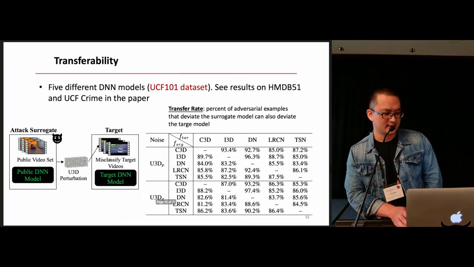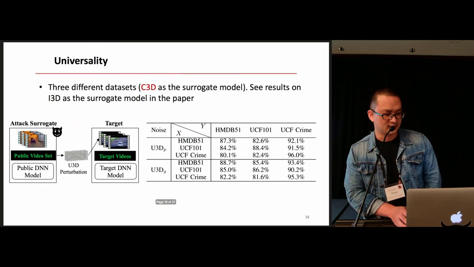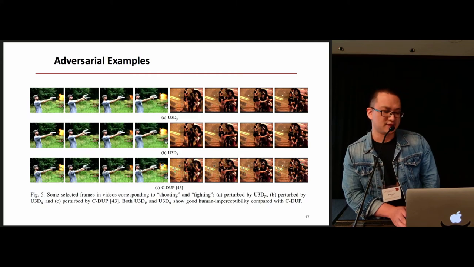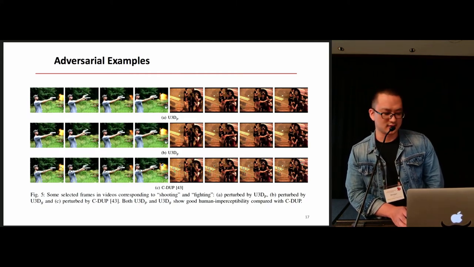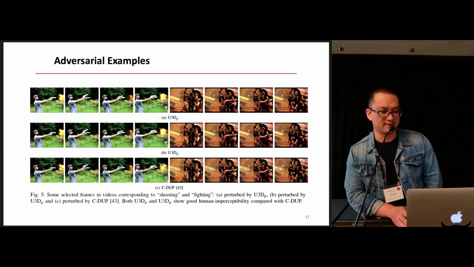And for the transferability, we evaluate our attack. We define a transfer rate as the percent of adversarial examples crafted on one model that can attack another model. You can see our transfer rate is pretty high, at least about 80%. And for the universality, we also evaluate the three different data sets, and we measure the attack success rate as well. Here is a visualization of the adversarial examples. The first two rows are our U3D noise, and the third row is the baseline CDUP. We can clearly see that our U3D based adversarial examples achieve better human imperceptibility.